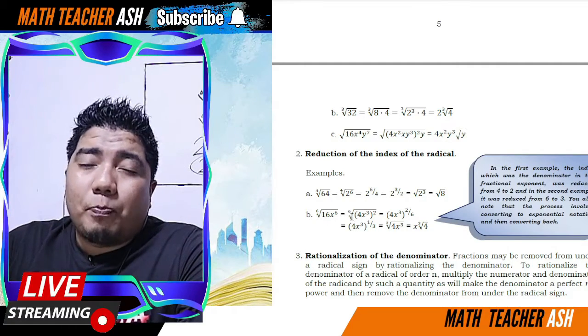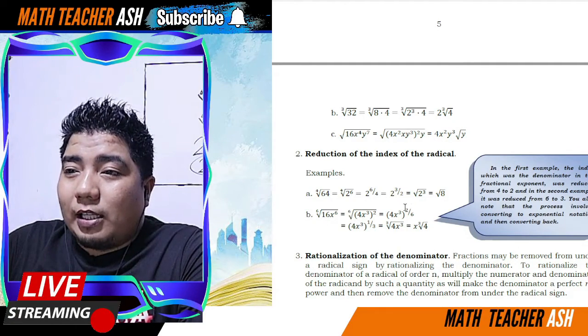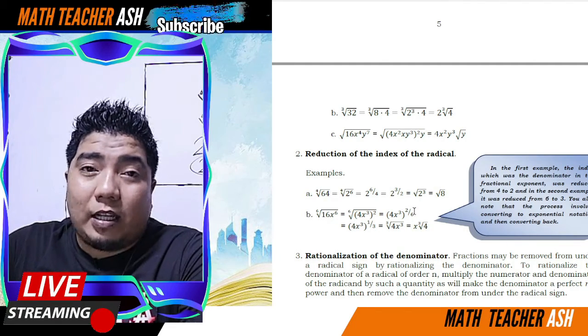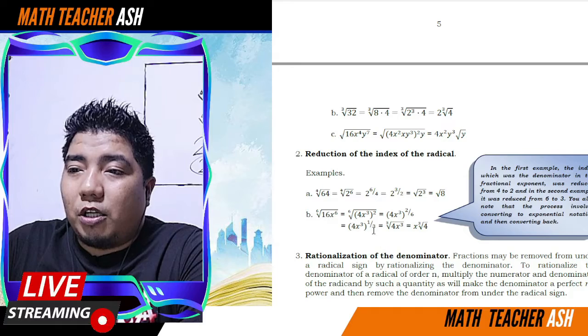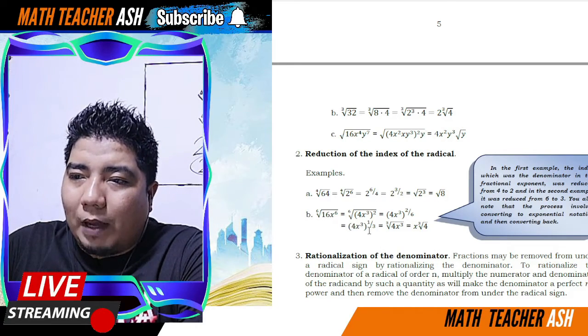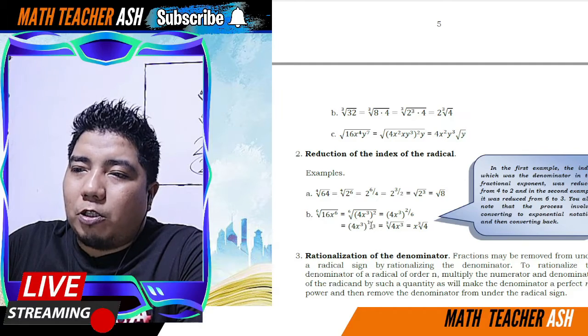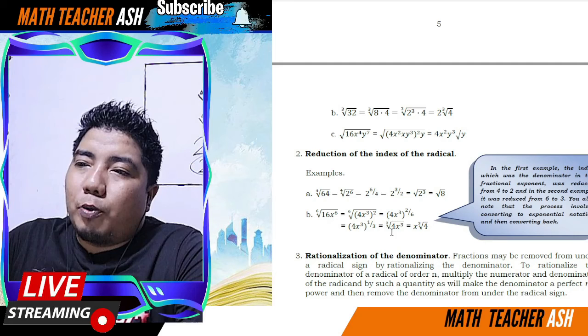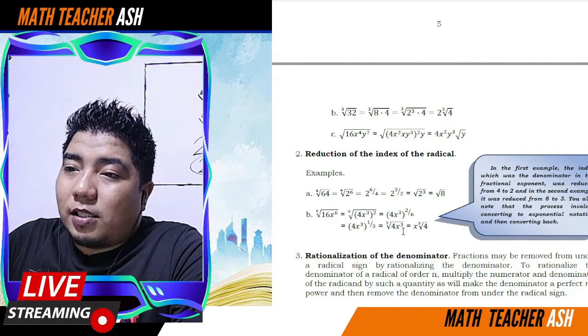kinonvert niya into a rational exponent, and that is 2 over 6. Of course, itong 2 over 6, if we simplify it in the lowest term, that will become 1/3. So, having this 1/3, you will go back, okay, you will go back to the radical expression. So, this 3 here will become your new index, giving you cube root of 4x cube.